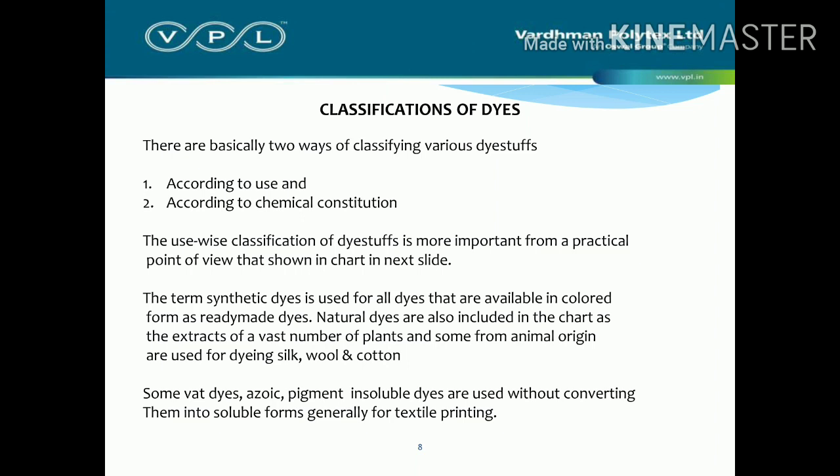The term synthetic is used for all dyes that are available in colored form as ready-made dyes. Natural dyes are also included in the chart, as extracts of a vast number of plants and some from animal origin, and used for dyeing silk, wool and cotton. Some vat dyes, azoic dye, and pigment insoluble dyes are used without converting them into soluble form, generally for textile printing.